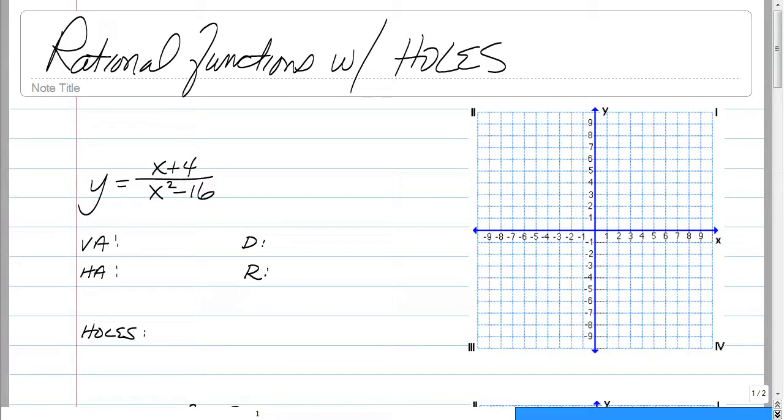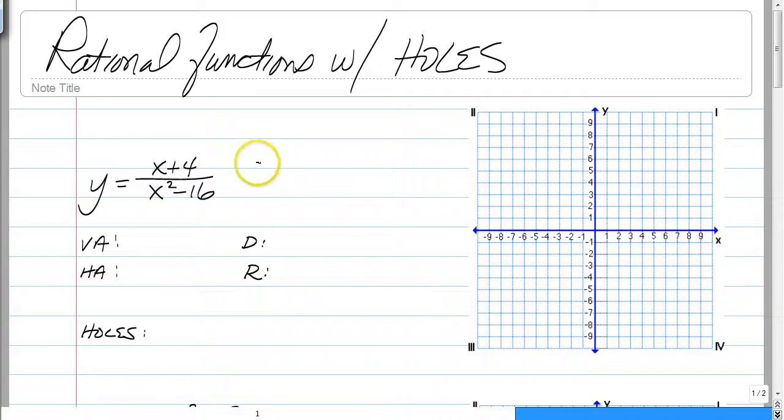Well, a hole occurs when you have something that cancels in your numerator and denominator, like back in the day when we were simplifying rational functions. Now what it does is it creates a hole because in the original function that value could not exist, but in the simplified one it does. So let's just step through one and you'll see.